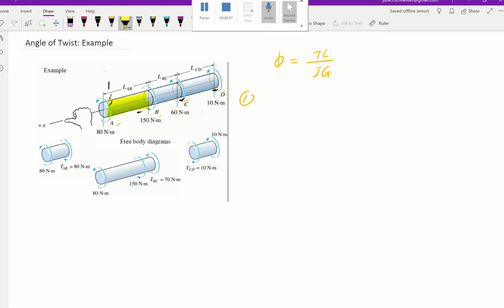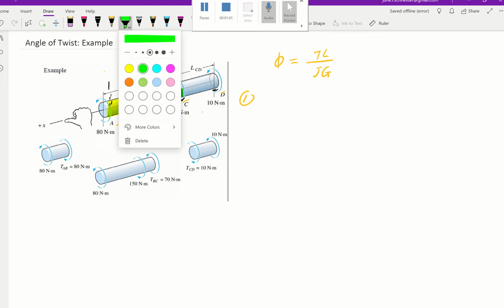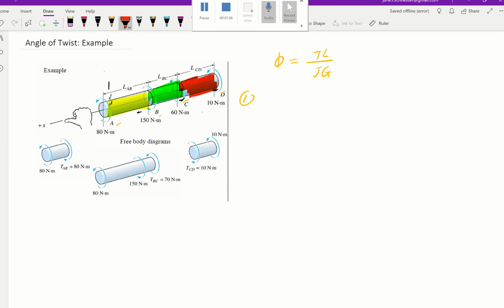So you have the AB section, then you also have the BC section, and the last section is going to be the CD section. So there are 3 sections, and we need to know that these 3 sections have totally different internal torques. Okay, so let's look at the AB section first.